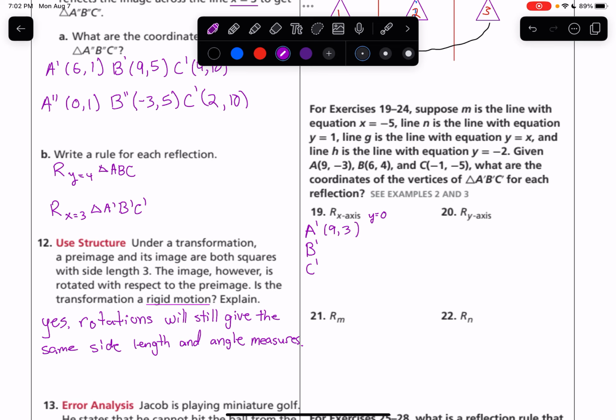Same thing with B prime and C prime. B is going to be 6, -4. Again, we're switching that sign. And C prime is going to be -1, +5.